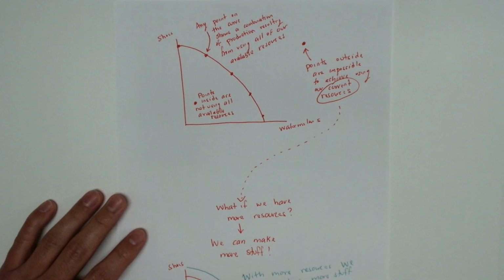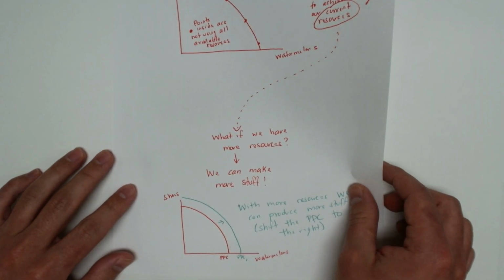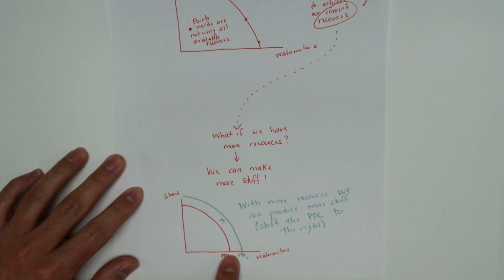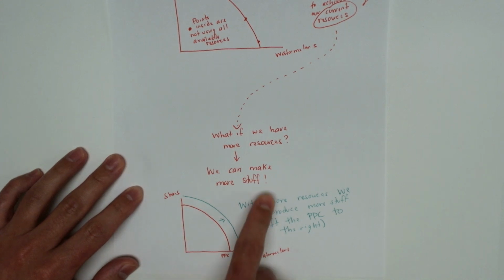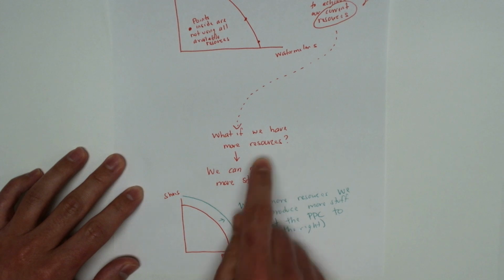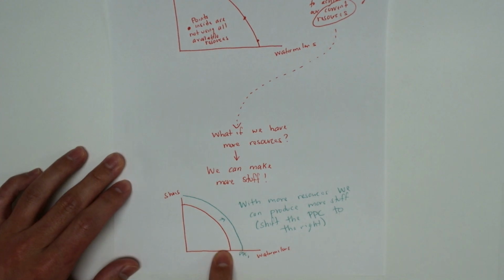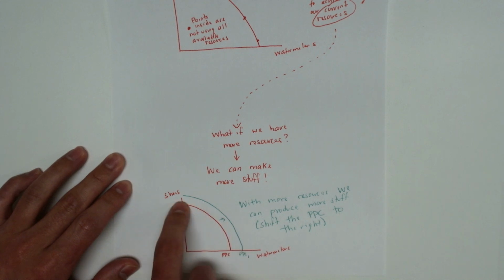Okay. Another thing we want to look at is what if we have more resources? Well, if we have more resources, we can make more things. Since we can make more of both, the entire curve will shift to the right. So here, this new production possibilities curve that's shifted to the right shows that we're able to produce more shoes and more watermelons because now we have more resources and we can make things with more resources. So whenever you see the production possibilities curve shifting to the right, that means our production is growing. We're able to produce more things. Here we're able to produce both more watermelons and more shoes.